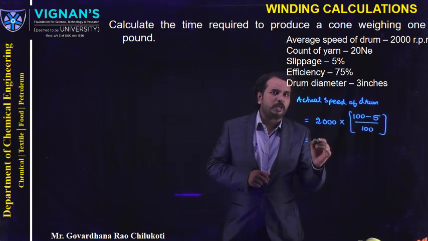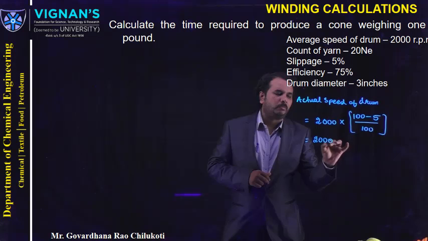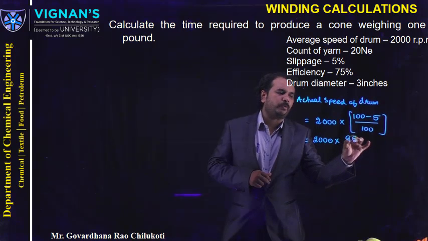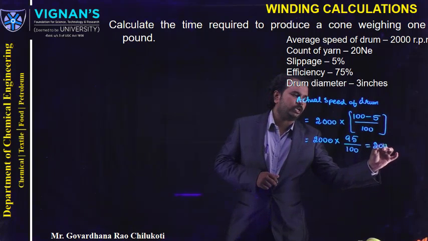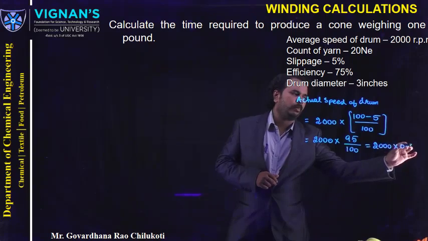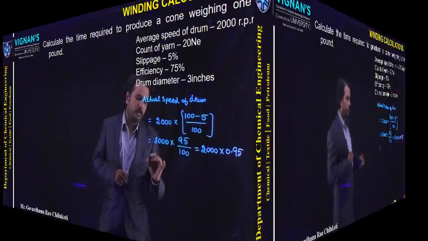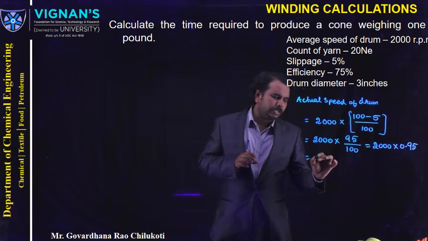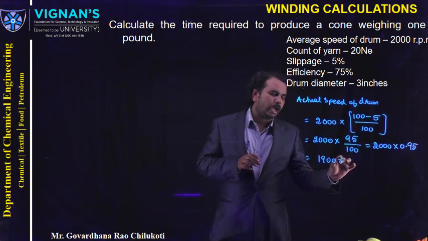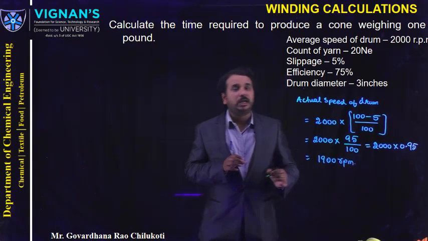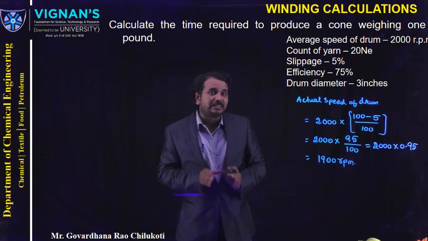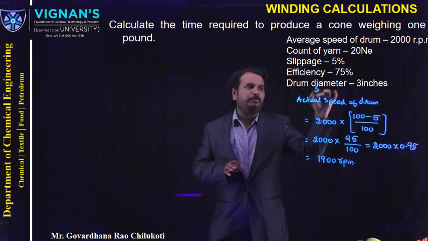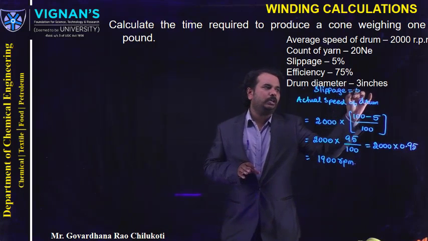Now, what is going to happen? 2000 multiplied by 95 divided by 100. So that is equal to 2000 multiplied by 0.95. So we will get 1900 RPM. So this is the actual speed of the drum after the consideration of the slippage. Okay. After considering the slippage.